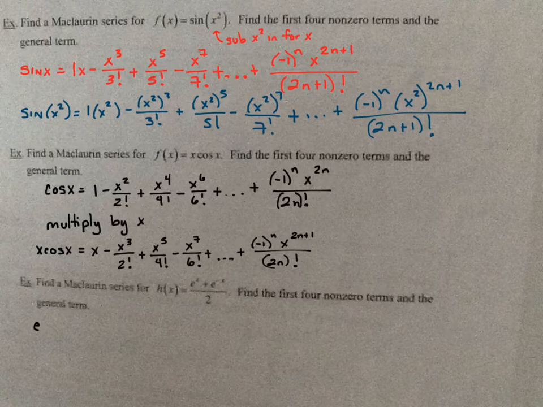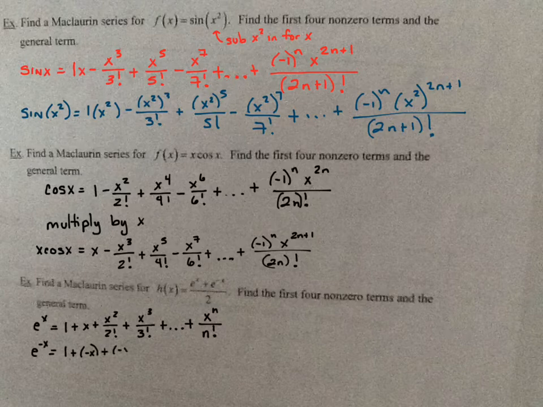Okay, find a Maclaurin series for h of x equals e to the x plus e to the negative x over 2. Well, e to the x is 1 plus x plus x squared over 2 factorial plus x cubed over 3 factorial plus x to the n over n factorial. And for e to the negative x, all we have to do is plug in a negative x everywhere we see an x.